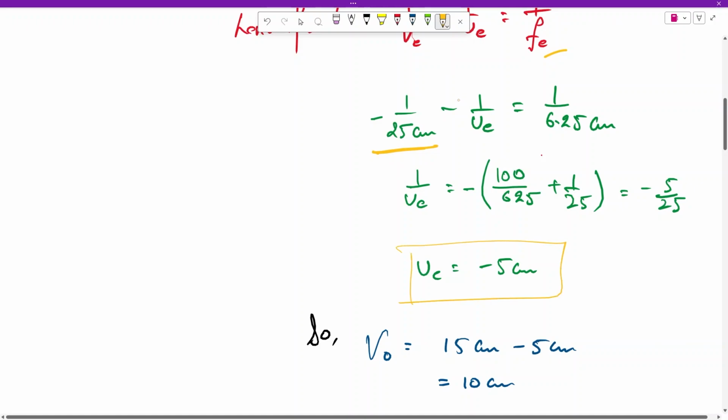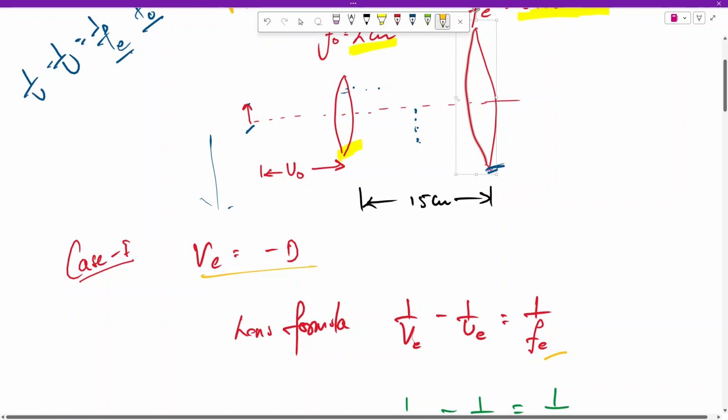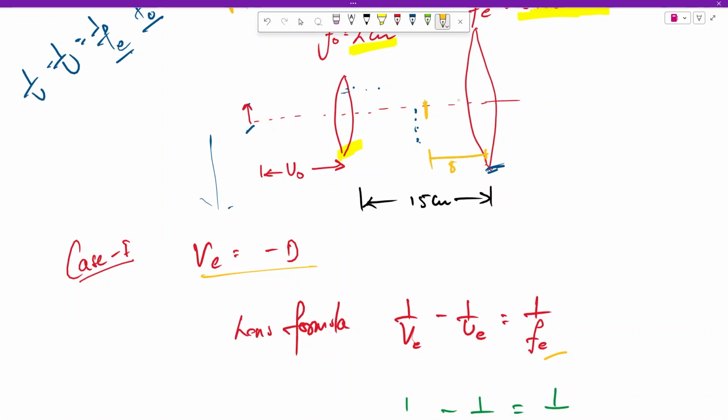So it means that the object for the eyepiece should be at minus 5 centimeter, or with proper sign convention, the object should be here at a distance of 5 centimeter from the pole of this lens. Now for the image to form at minus D, the object should be here. Now for this lens, what is the distance between this lens and this image? So the image by the objective is going to be treated as the object for this eyepiece.